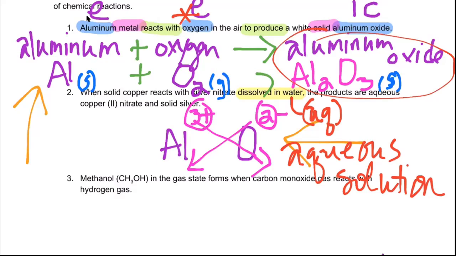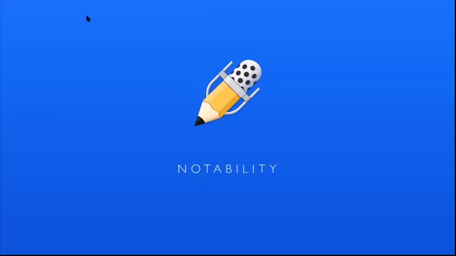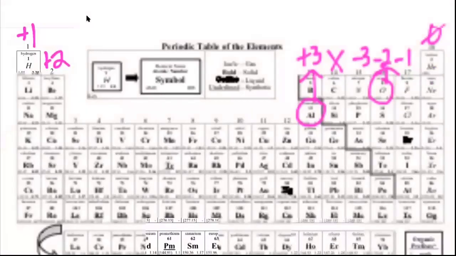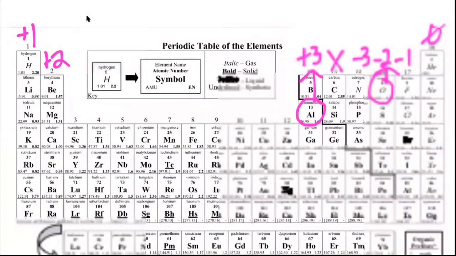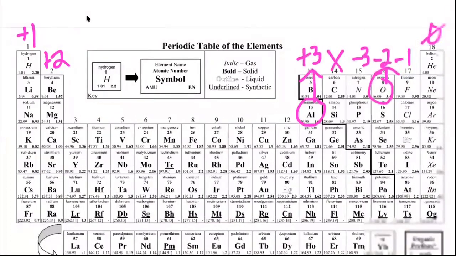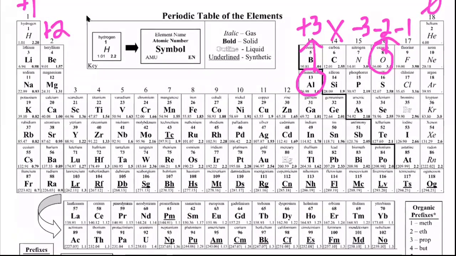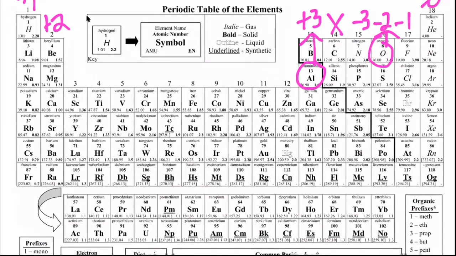Okay. And then it says the products are aqueous copper 2 nitrate and solid silver. So again, they're giving you those key terms for the state symbols. But sometimes they don't give you the state symbols or the descriptions. So when you look at your reference chart for elements, almost all metals are solid except mercury. Mercury is a liquid. And there's only one other element that's a liquid. Here's mercury. The other one is over here, it's bromine.